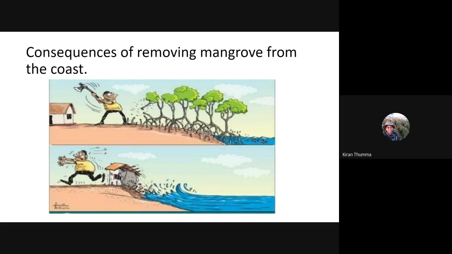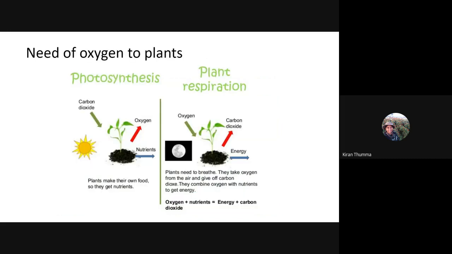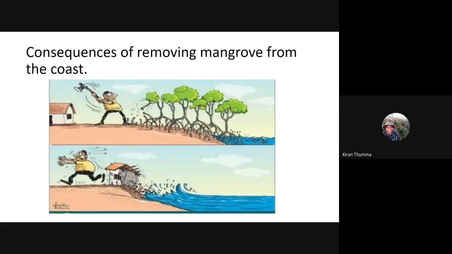So let's understand these powerful roots. Before that, we'll try to explain the roots of the mangroves. But before that, let's understand the basics.